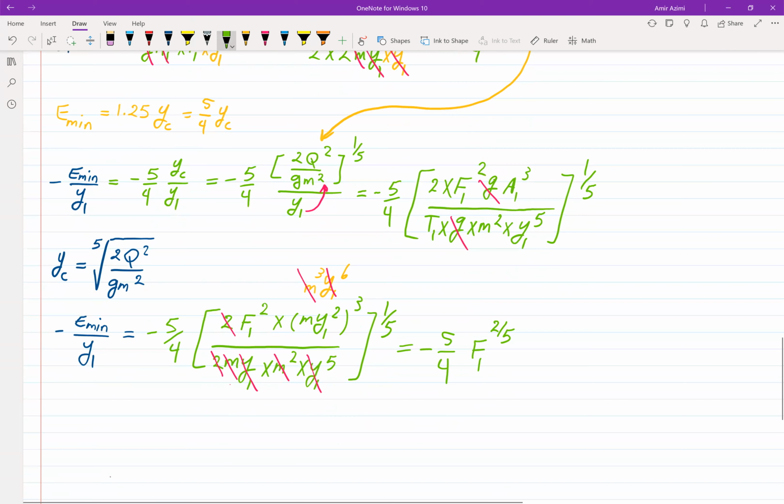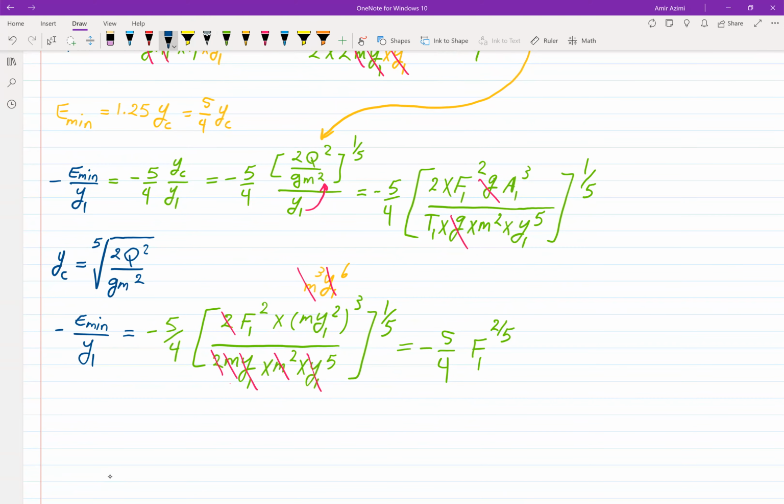So if you put everything together, then we are going to have delta Z max divided by Y1 is equal to 1 plus Froude 1 squared divided by 4 minus 5/4 Froude 1 to the power of 2 over 5.